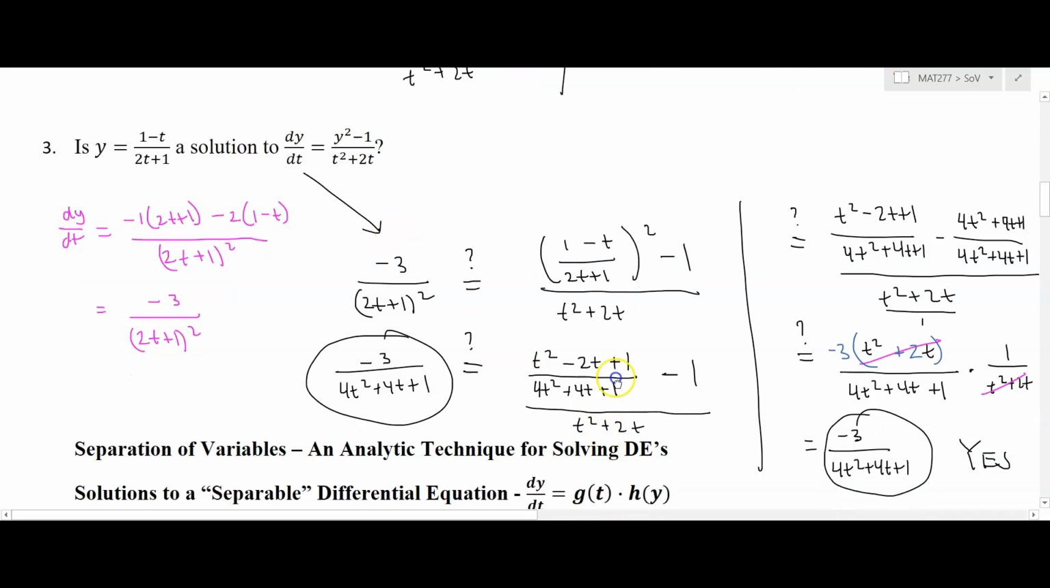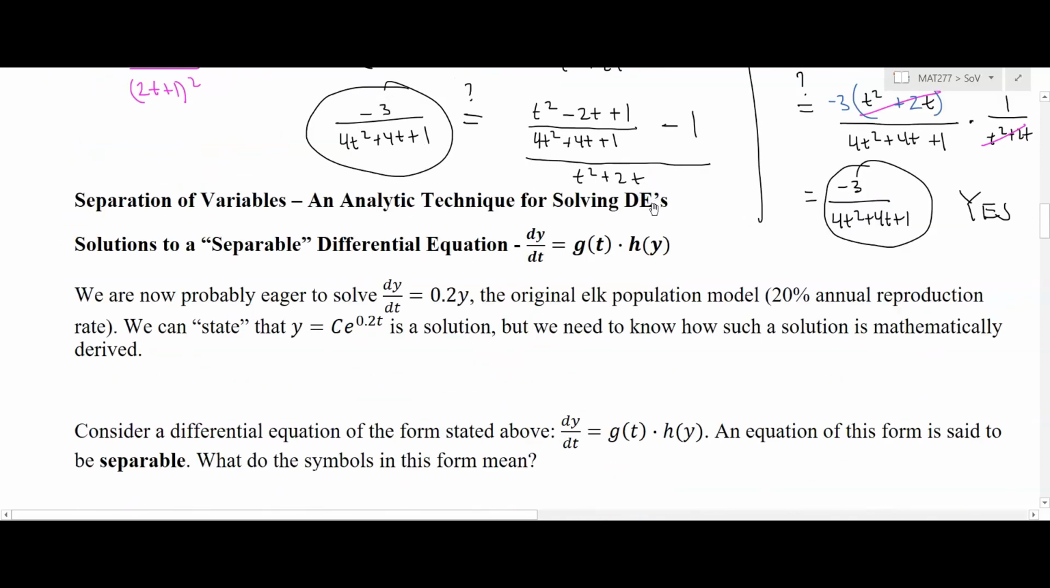So the next question we would want to ask is, well, how do you find that solution? How would you find it if you didn't know it? And in some cases, an analytic technique is possible for solving when the equation is called a separable differential equation.